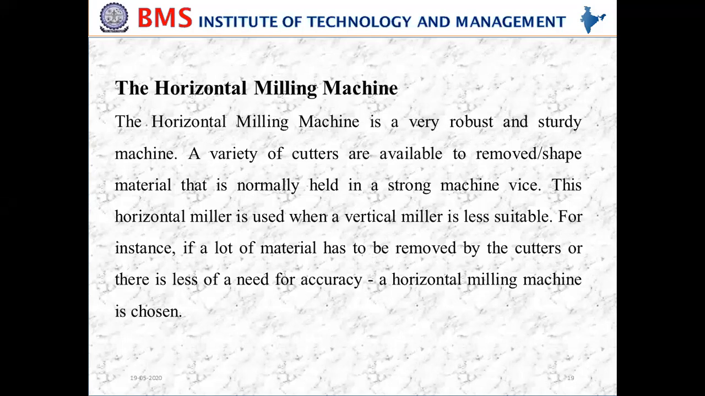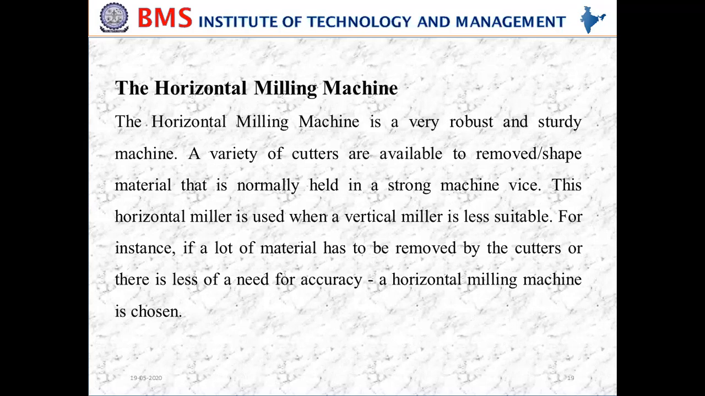Column and knee milling machines are so named because of the distinguishing characteristics of two principal parts, the column and the knee. The column contains all the drives, all the driving mechanism, and the knee supports the work table, which is very important for milling operations. That's why these are the two principal parts. This type of machine is used for general purpose milling operations and is the most commonly used machine in industries.